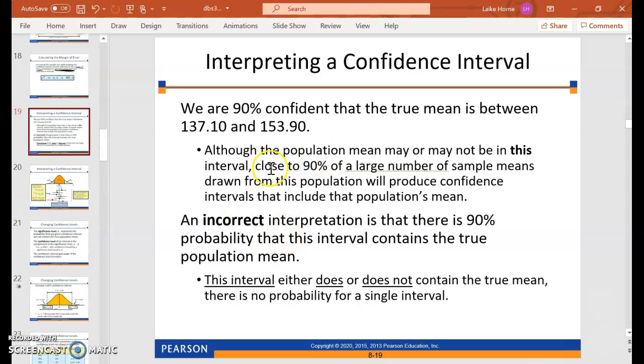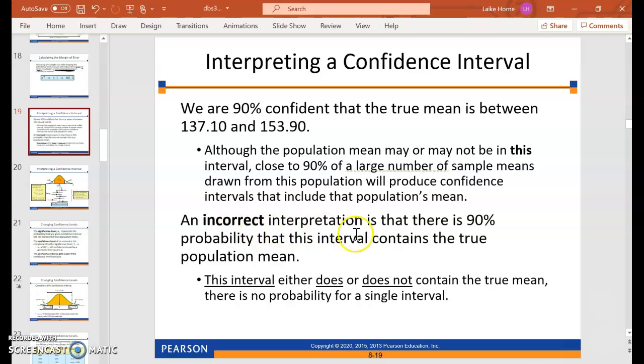Here, it says we're 90% confident the true mean is between 137.10 and 153.9. The population mean may not be in this interval, but close to 90% of a large number of sample means drawn from the population will produce confidence intervals that include the population mean.